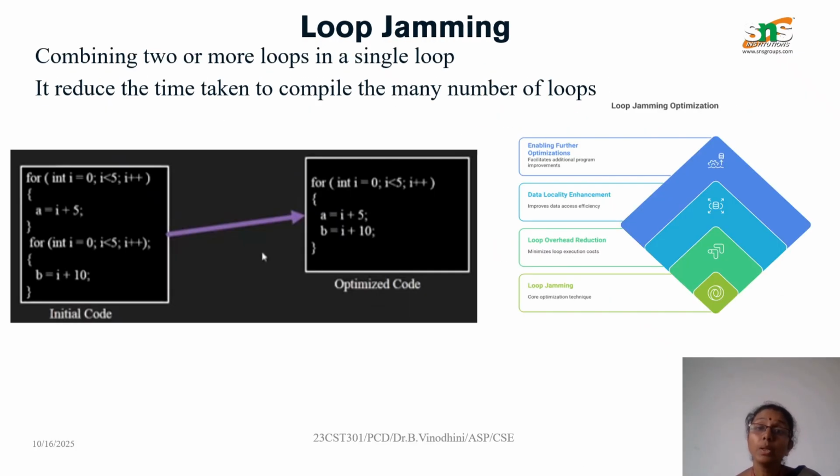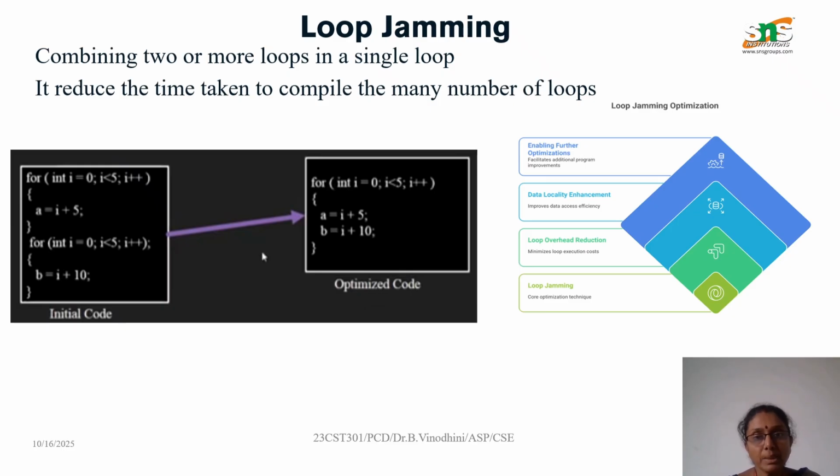Next is loop jamming. What does loop jamming mean? We are combining two or more loops into a single loop, so it reduces the time taken to compile many loops. Instead of having many loops for the same set of testing conditions, we combine those many loops into a single loop. That is loop jamming.